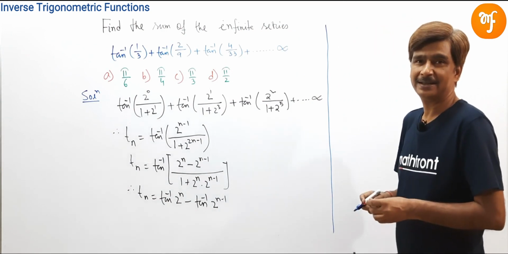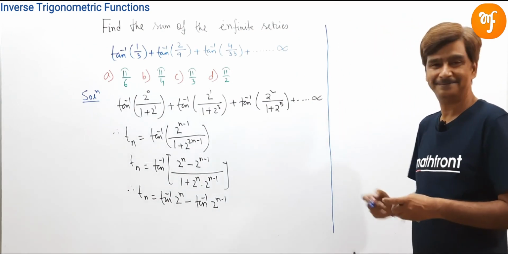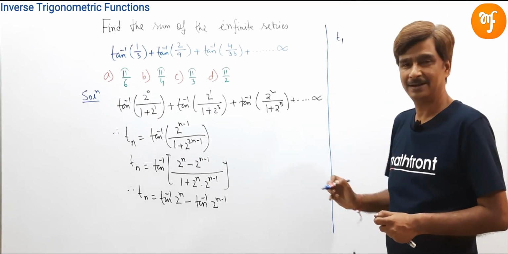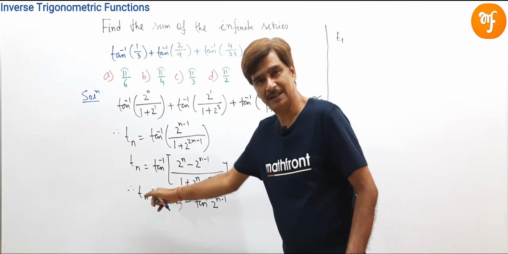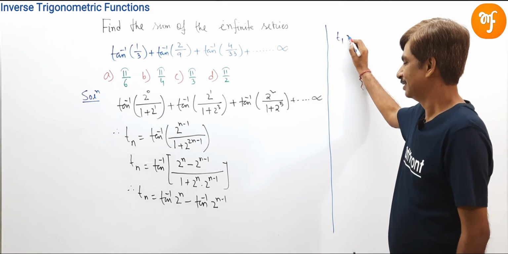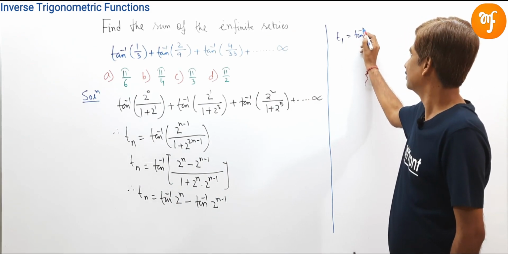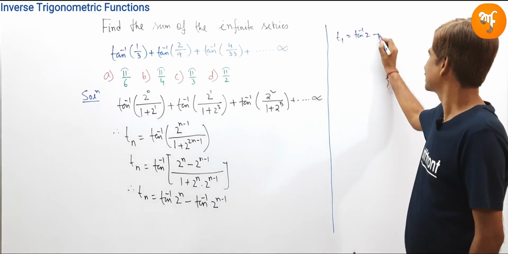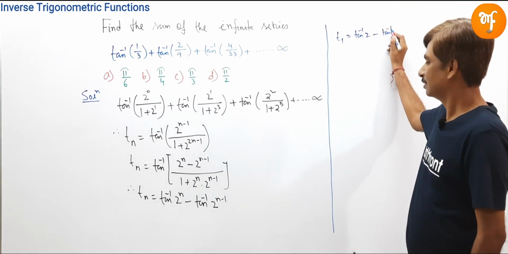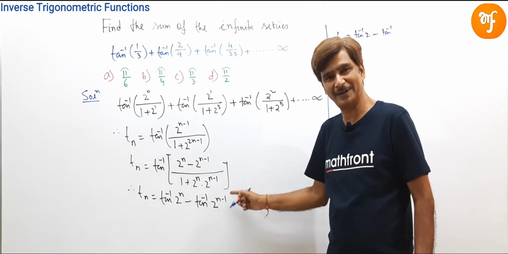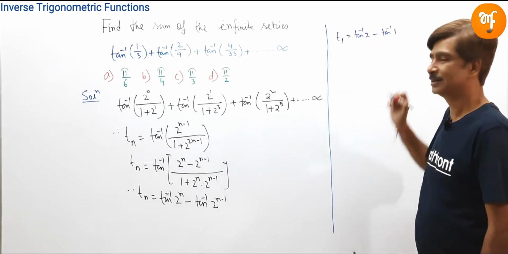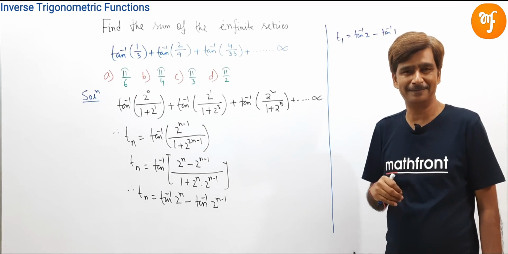We already get the value of Tn. So if we substitute n by 1, then what we will get? T1 becomes tan inverse of 2 to the power 1 minus tan inverse of 2 to the power 1 minus 1, that will be 0. So we will write this as 2 to the power 0, which is 1.